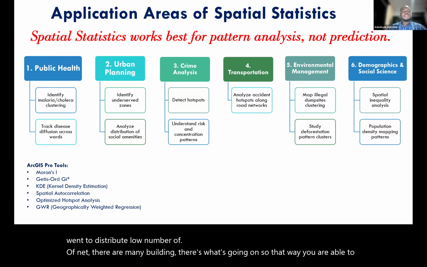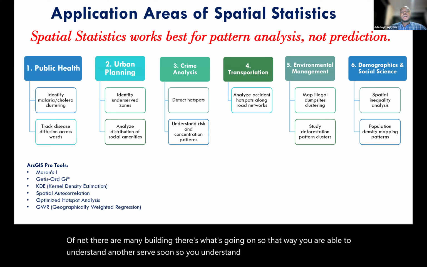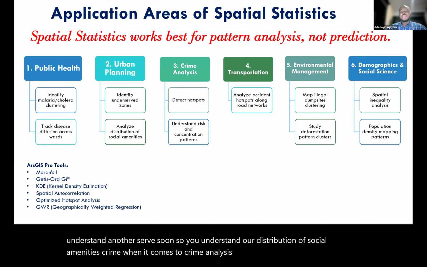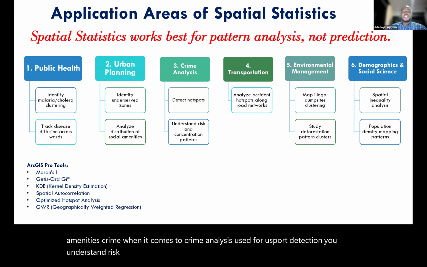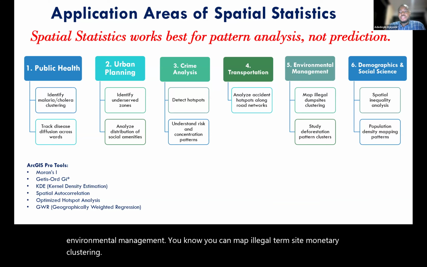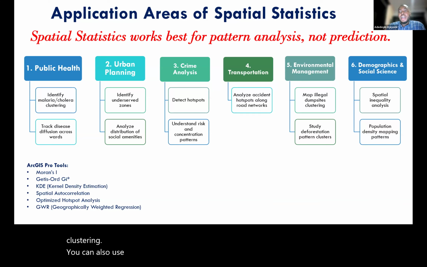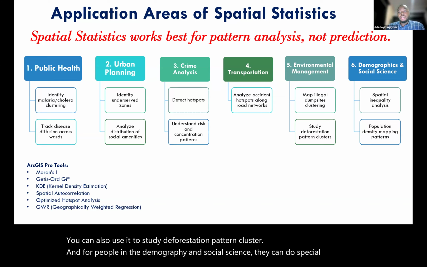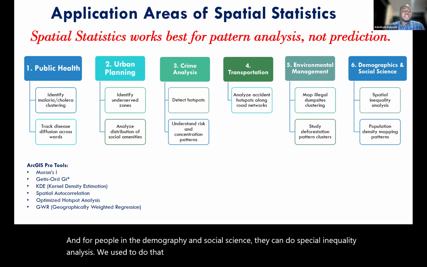So you understand distribution of social amenities. When it comes to crime analysis, use it for hotspot detection. You understand risk and concentration patterns. For transportation, accidents. For environmental management, you can map illegal dump site monitoring, clustering. You can also use it to study deforestation pattern clusters. And for people in demography and social science, they can do spatial inequality analysis. We used to do that a lot. Also population density mapping.